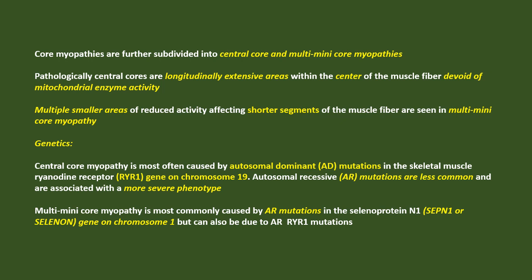Genetics. Central core myopathy is most often caused by autosomal dominant mutations in the skeletal muscle ryanodine receptor, or RYR1, gene on chromosome 19. Autosomal recessive mutations are less common and are associated with a more severe phenotype. Minicore myopathy is most commonly caused by autosomal recessive mutations in the selenoprotein N1, or SEPN1, or selenon gene on chromosome 1, but can also be due to autosomal recessive RYR1 mutations.